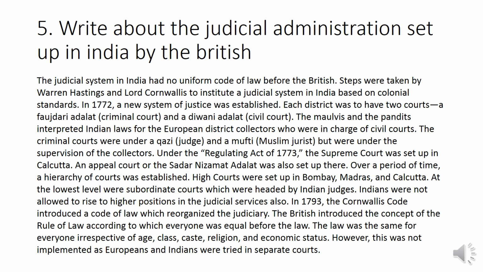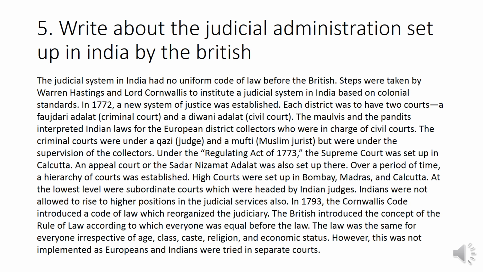Last question, question 5. Write about the judicial administration set up in India by the British. Answer. The judicial system in India had no uniform code of law before the British. Steps were taken by Warren Hastings and Lord Cornwallis to institute a judicial system in India based on colonial standards. In 1772, a new system of justice was established.